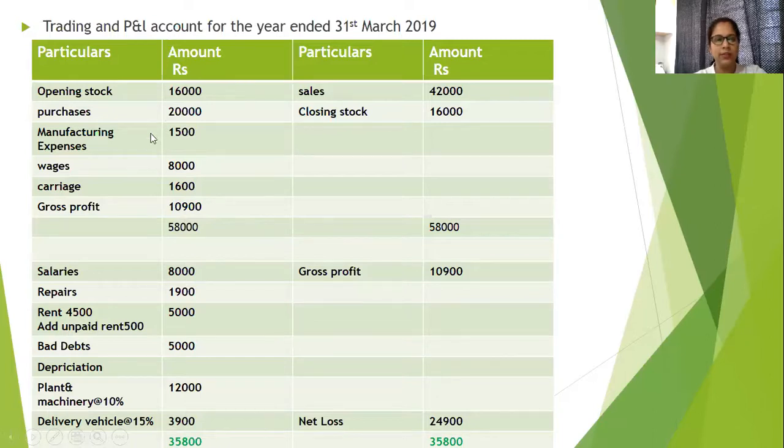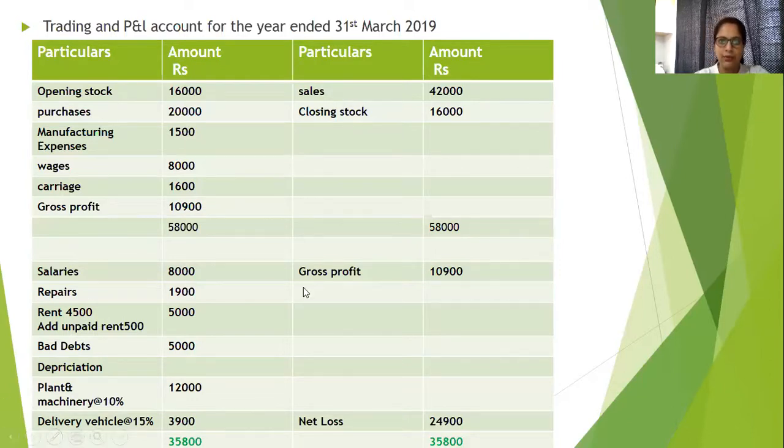We are solving it together. Trading and profit and loss account, I'm solving on one page. So it came here. All indirect expenses which can be seen in the question will come here. We have checked for it: salaries, repairs, rent. There was unpaid rent of 500. Bad debts was there. Depreciation was there, 10% and 15%: 10% on machinery, 15% on delivery vehicle. So this depreciation gets a twice entry, because this information was outside the trial balance. So the entry will be made twice, once in the profit and loss account and once in the balance sheet.